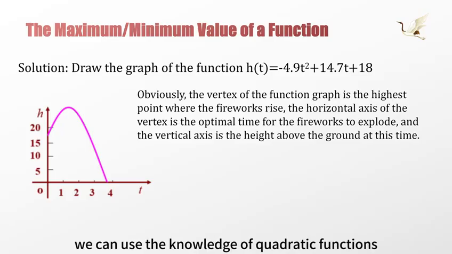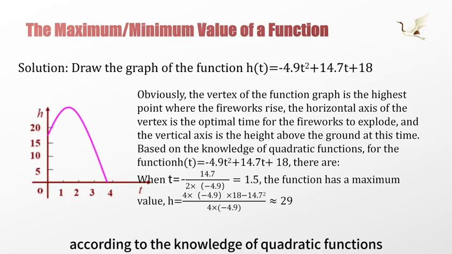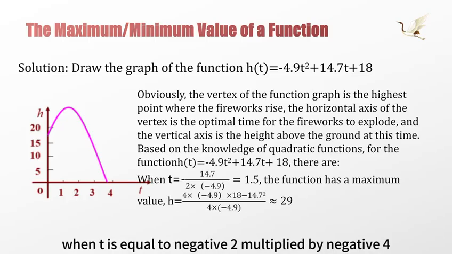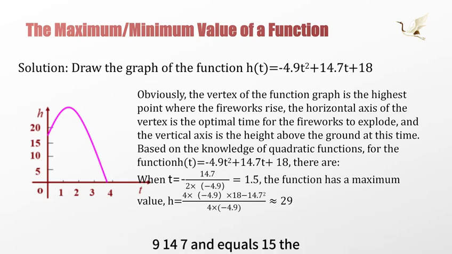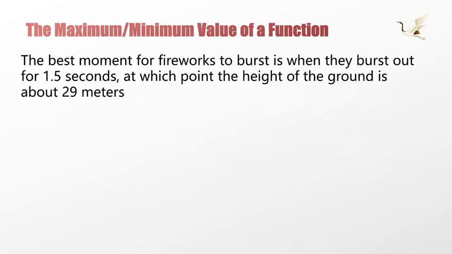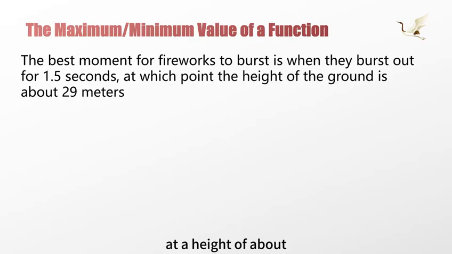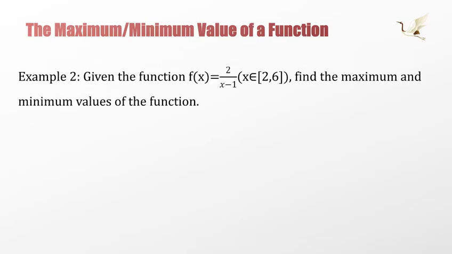This way, we can use the knowledge of quadratic functions to solve it. According to the knowledge of quadratic functions, when t is equal to -(-4)/(2 × -4.9), that is, 1.5 seconds, the function has a maximum value, and the value of h is 29. So the fireworks burst for 1.5 seconds, which is the best time for it to explode, at a height of about 29 meters above the ground.